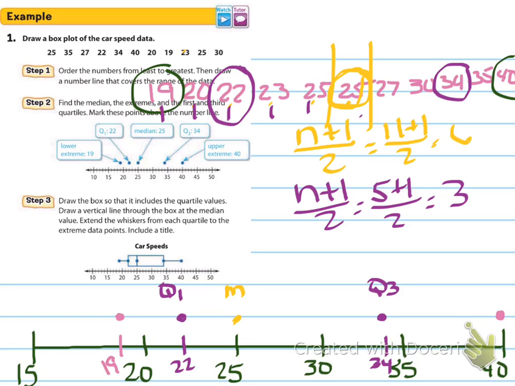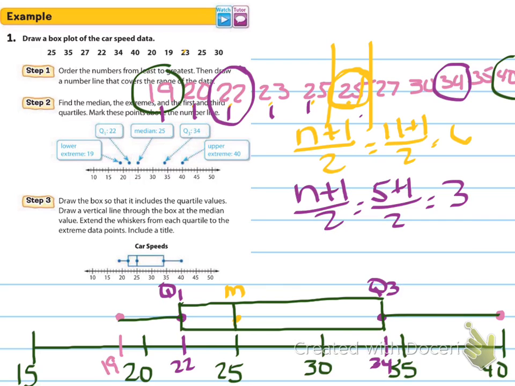Now we're going to draw a box so that it includes the quartile values. So when we're drawing our beautiful box, I know you're really excited to draw the box now, we're going to put a line through our quartiles and a line through our median, and we're just going to connect them together. And then we're also going to draw a vertical line from, oh, okay, we already did that, and then we're going to extend our whiskers.